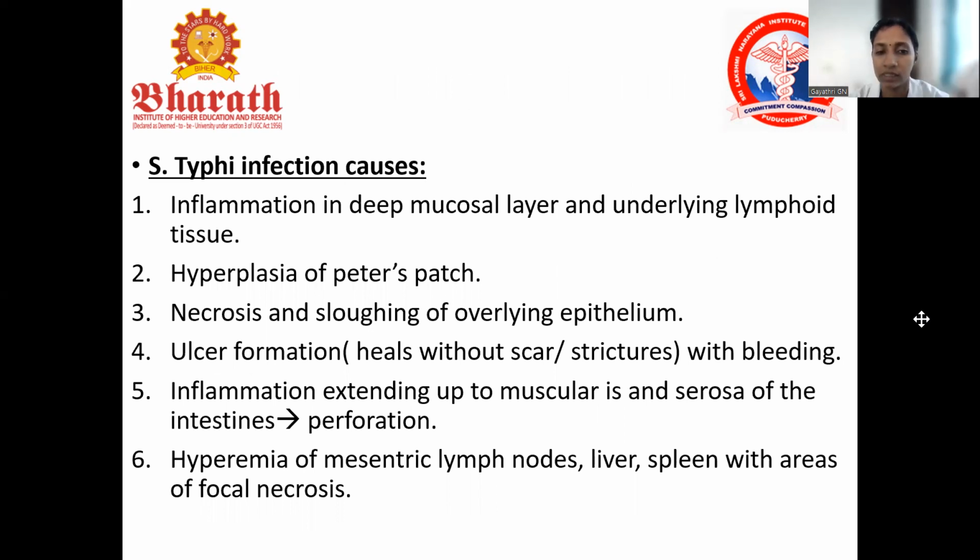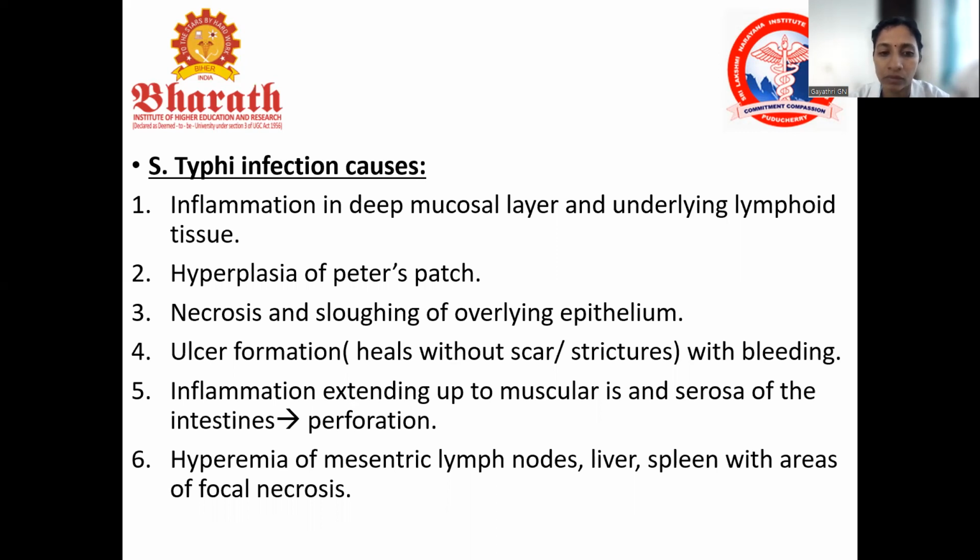This goes and infects all these layers. So what does it do in the bowel? Inflammation in the deep mucosal layers and underlying lymphoid tissue causes an inflammatory response. Peyer's patches, sorry, not Peter's patch, Peyer's patch, gets hyperplasia. Then there is necrosis and sloughing of the overlying epithelium, leading to ulcer formation with bleeding. The only thing about these ulcers is they heal without scars or forming any strictures. Then inflammation extends up to the muscular and serosal area, and that causes perforation.